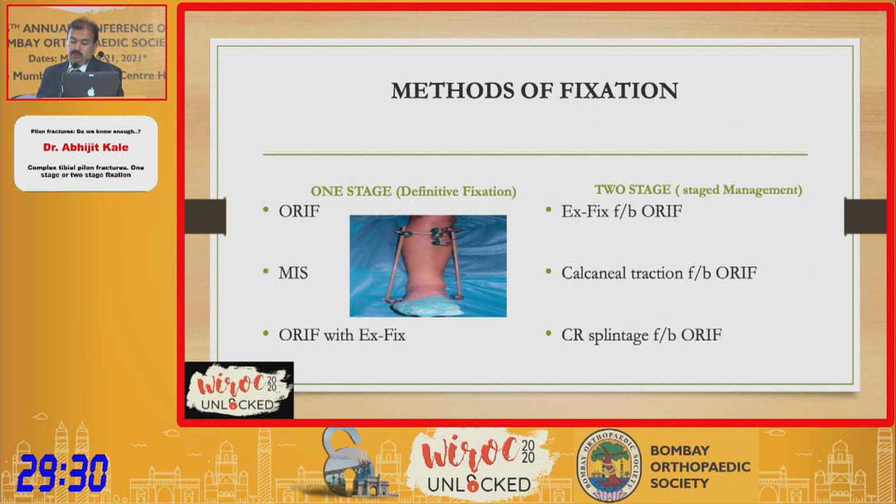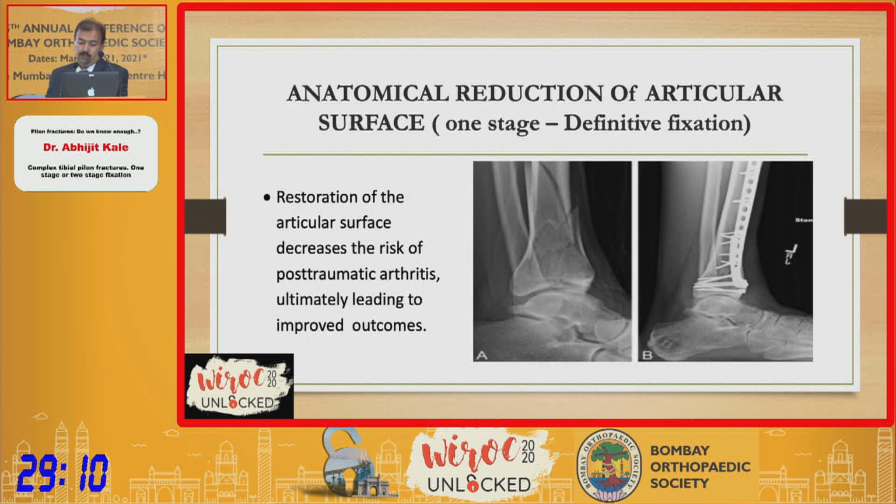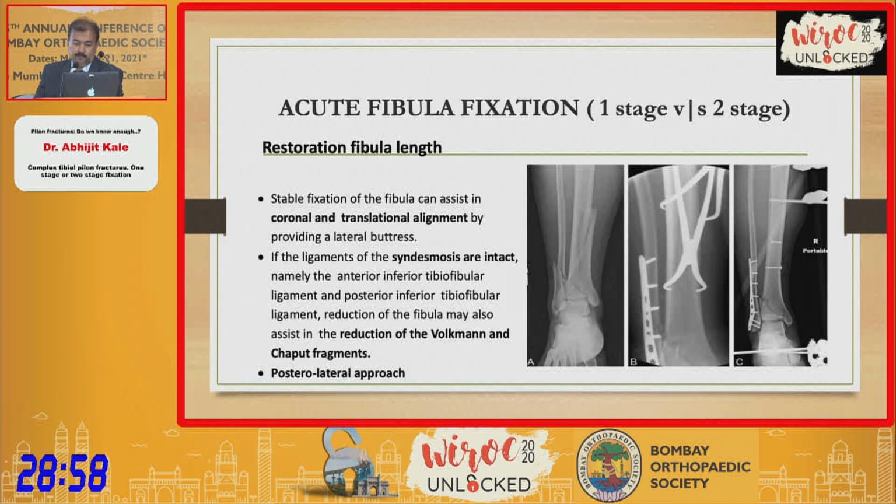In the first stage, you put an ex-fix and then convert it into an internal fixation. Or in the first stage, you simply put in a calcaneal pin, wait for some time, and then go for a definitive fixation. Or do a closed reduction, put in a splint, let the skin condition improve, let the inflammation settle down, and then go for a definitive fixation. When it comes to a definitive fixation, the role of anatomical reduction cannot be overemphasized. That is one factor which definitely predicts the outcome.